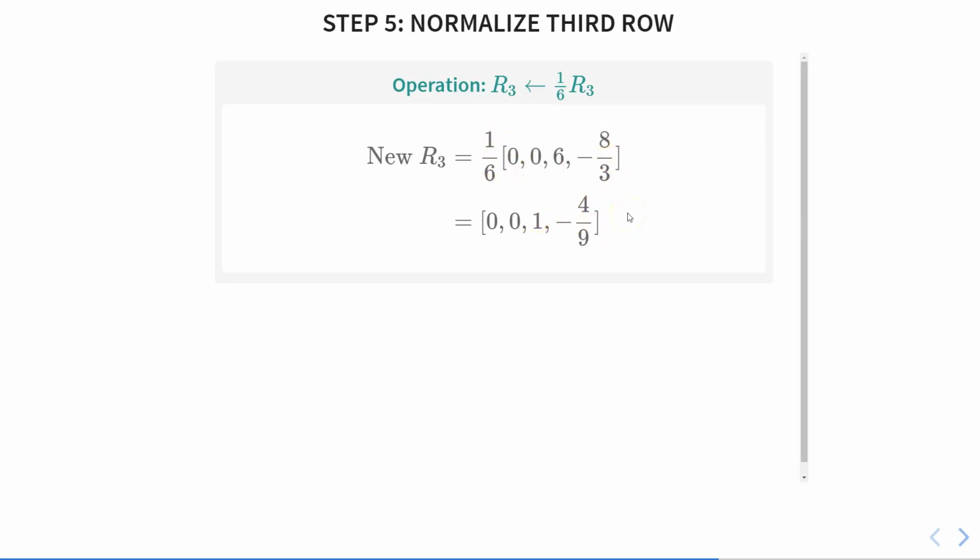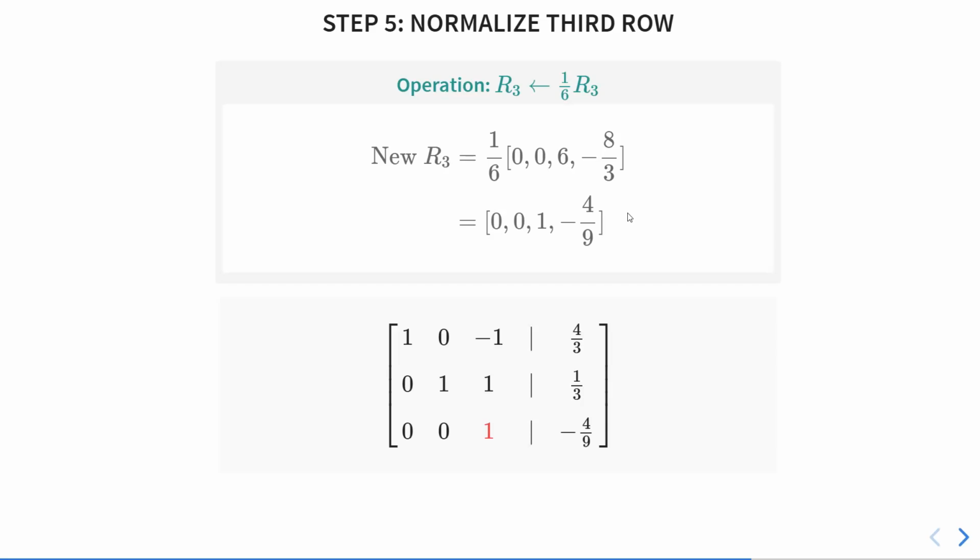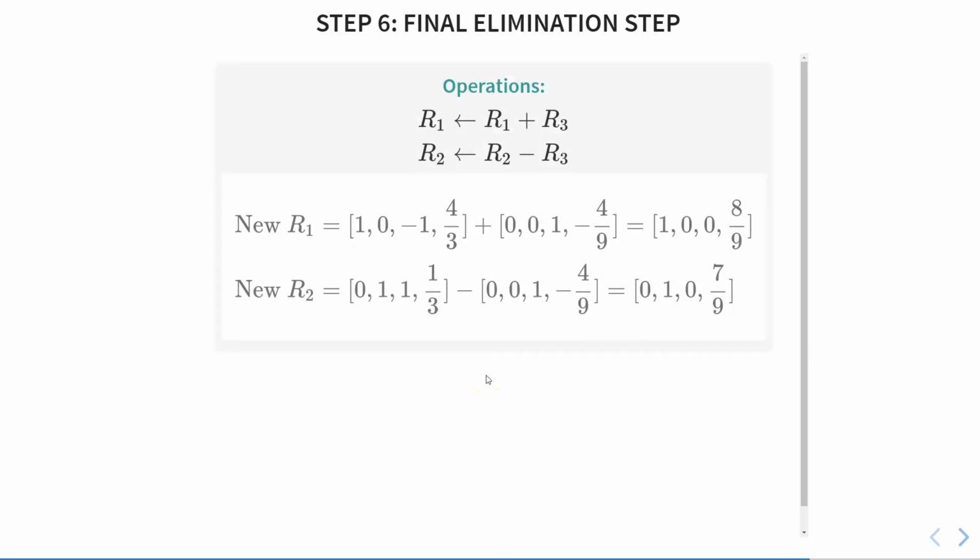Now if I plug that in, it will be 1 0 -1 4/3, 0 1 1 1/3, and 0 0 1 -4/9. So now the next step is to make the first row third column element and the second row third column element 0. Then this matrix will be the unit matrix. So for that I'm going to do that operation.